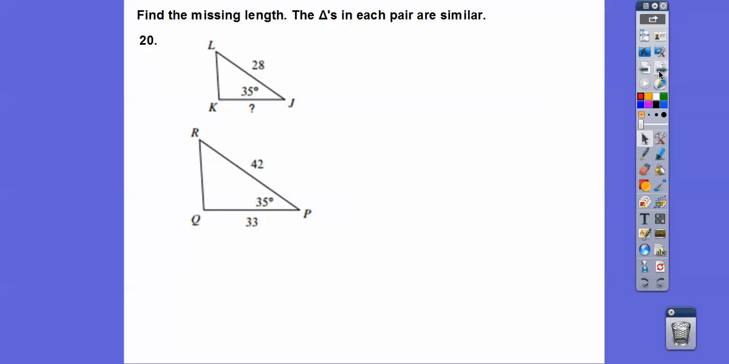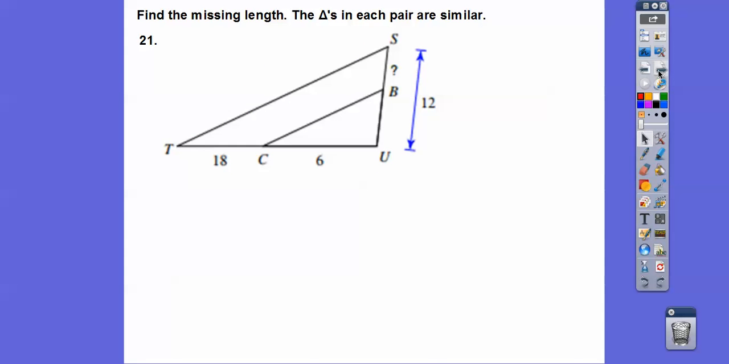Okay, all right, these triangles are similar, so I'm going to go top over bottom equals top over bottom. I'm going to call this piece x right there. Okay, so there we go. Okay, so cross multiply and divide, and we get 22 on that. Okay, one more, you guys.